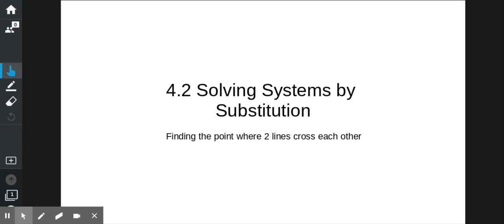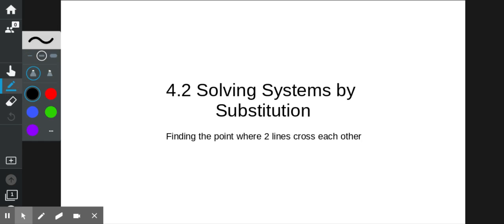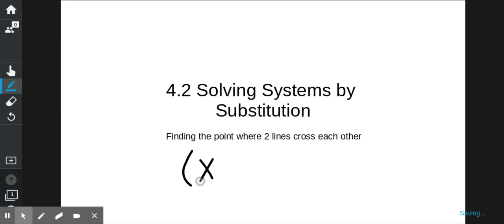Okay, today we are solving systems by substitution. We're finding the point where two lines cross each other. So you're going to get two equations and we're going to find the x and the y where the two lines cross each other.